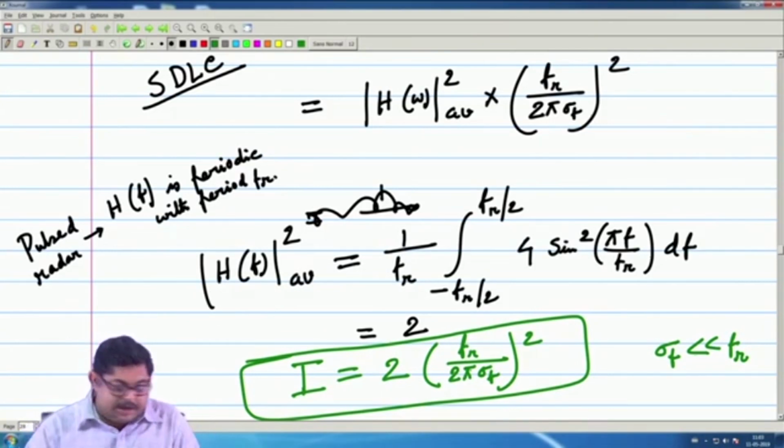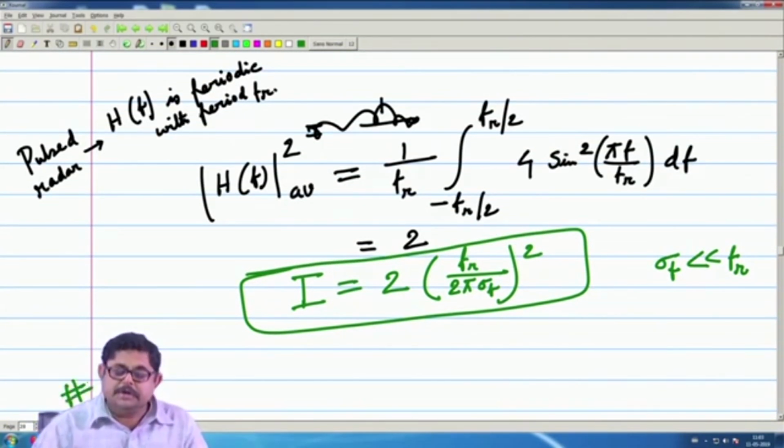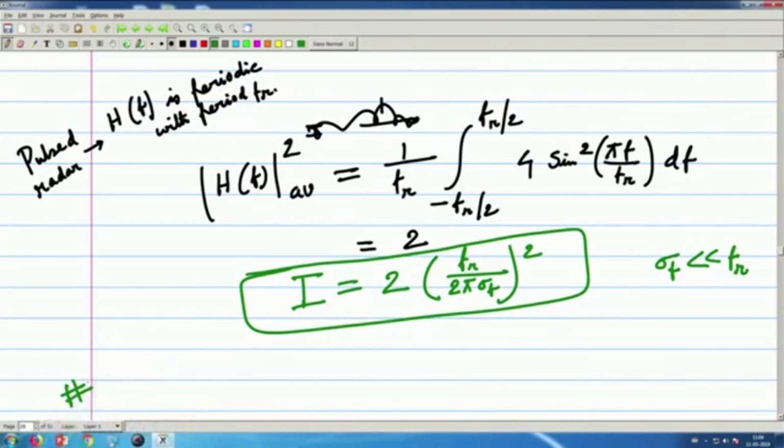So, let us take an example. Suppose a certain pulse radar has a PRF of 800 Hz, and suppose the clutter RMS spread sigma f is 6.4 Hz, a very typical value. So, what will be the MTI improvement factor?